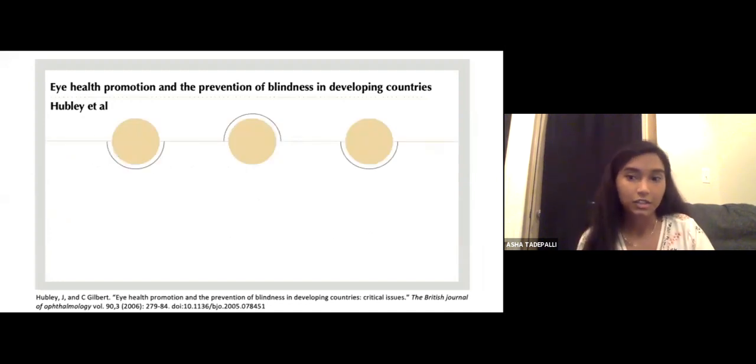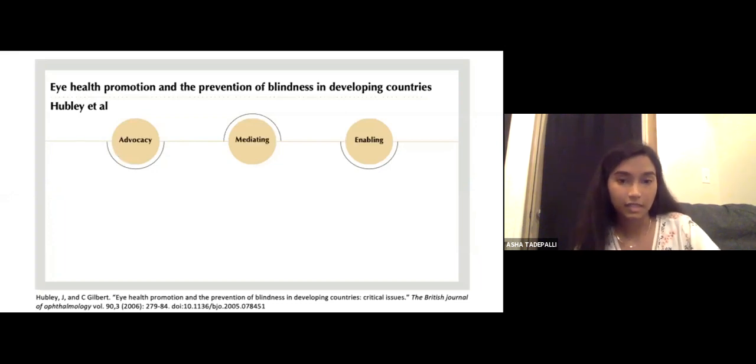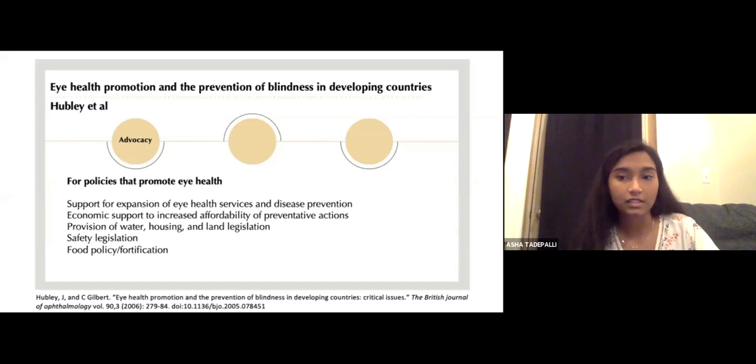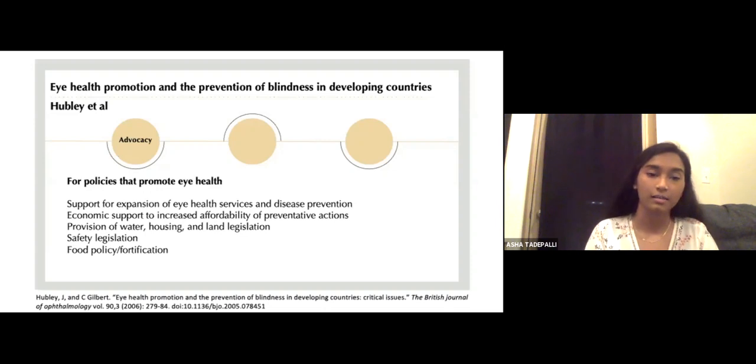So looking at the strategies that we touched on before, they were able to apply this directly to actualizing care in developing countries, including advocacy, mediating, and enabling. Specifically looking at advocacy, we can think about these in different orders of intervention. Like we talked about individual, group, or population levels for the social determinants of health. You can also see how interventions can be, in this case, in policies or changes in legislation to promote eye health, including the support for expansion of eye health services, economic support to increase affordability, provision of water, housing, and land legislation, safety legislation, and food policy or fortification.